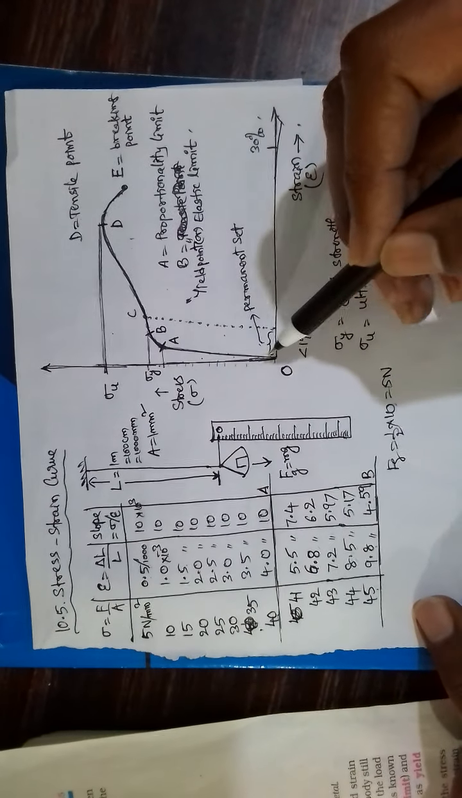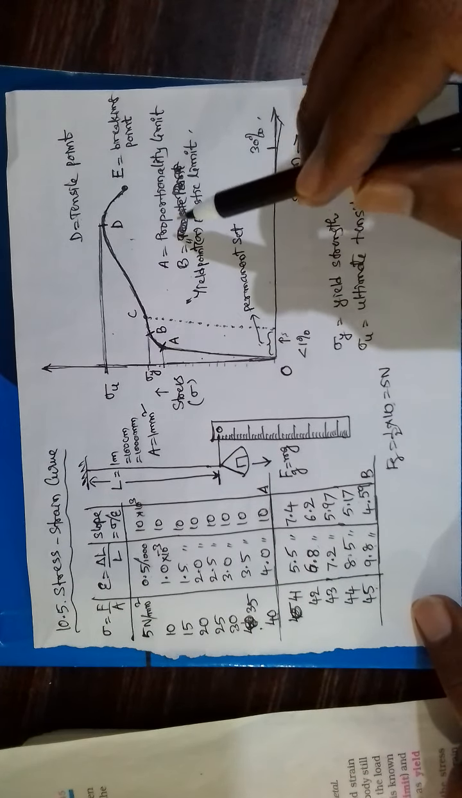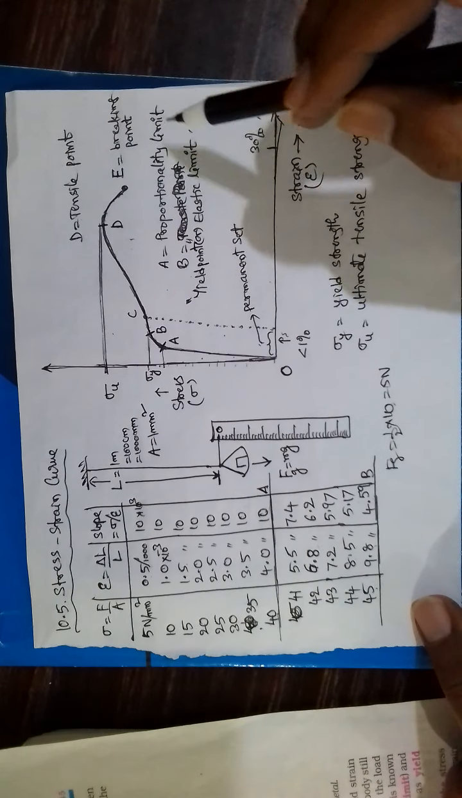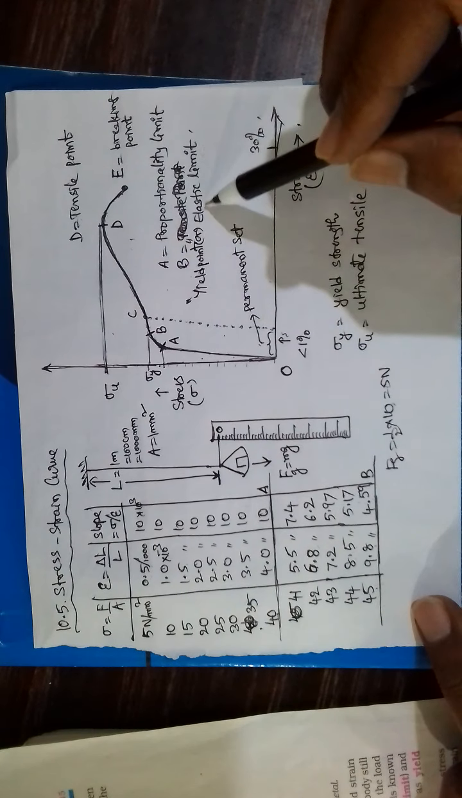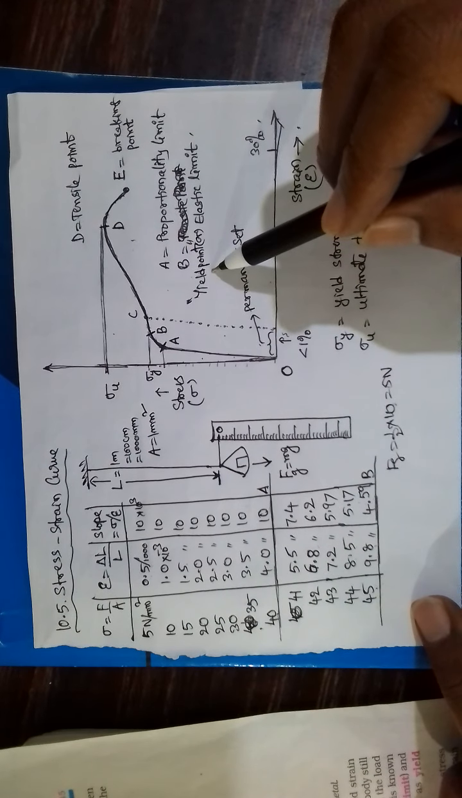Up to A, it is a straight line. Therefore, this A point is called proportionality limit. Up to B, it is elastic. Therefore, B is called elastic limit or yield point.